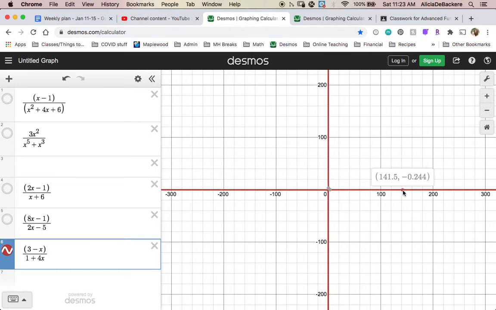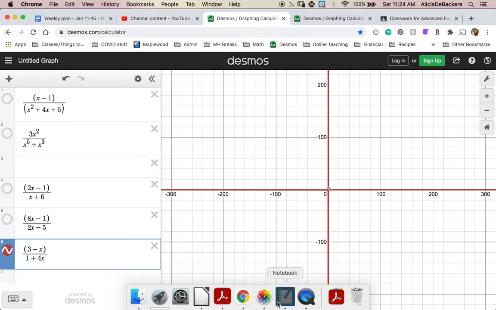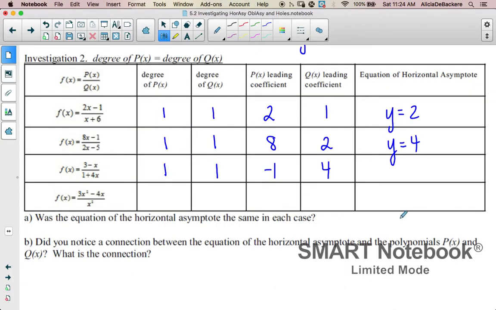Let's see what's happening over here. -2.45, -2.47, and it's kind of stuck there as well. So in between -2.47 and -2.53, I find -2.5. So that's -1/4. And hopefully if I write it as a fraction, you can start to see a connection between those leading coefficients and the horizontal asymptotes.